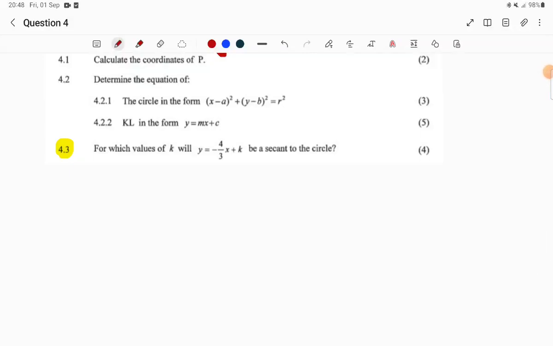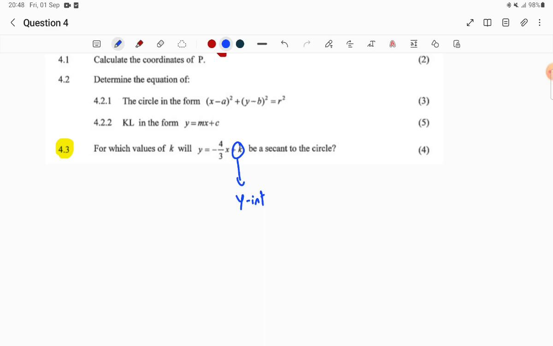4.3, for which values of k will y equals minus 4 over 3x plus k be a secant to the circle? So firstly, what we need to understand is that this k value is our y-intercept. So we need to figure out the range of y-intercept values that will cause this straight line, which is very similar to the straight line equation that we've got in 4.2.2, to be a secant.